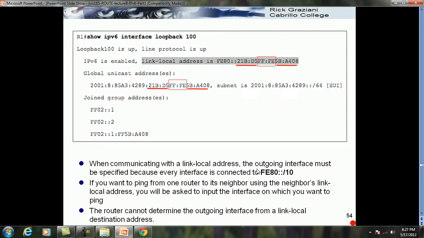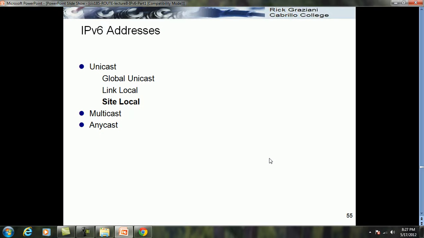The router cannot determine the outgoing interface from a link local destination address. A router has two interfaces, and both will have the same link local address, correct? Both are serial interfaces, so I will define serial 0/0, serial 0/1. When you are sending a ping to my neighbor, the router can't make out what your outgoing interface is. So that was the thing.